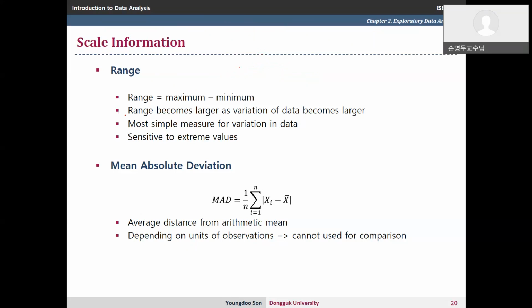So the first one is the range. Range can be calculated very simply. It is just the difference between the maximum value and minimum value. So if the range becomes larger, then the variation of data becomes larger. So we have two graphs, this one and this one, let's say A and B, and B has a larger range, of course, than A.